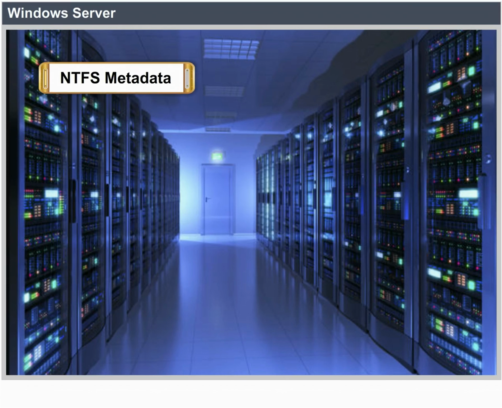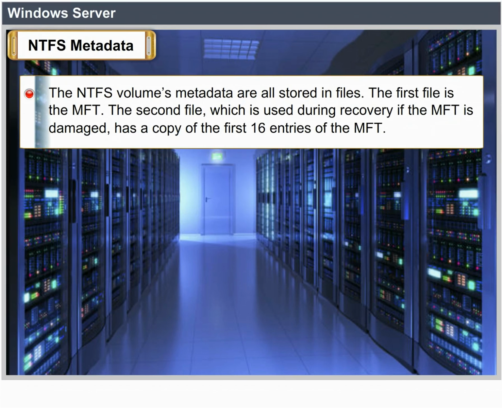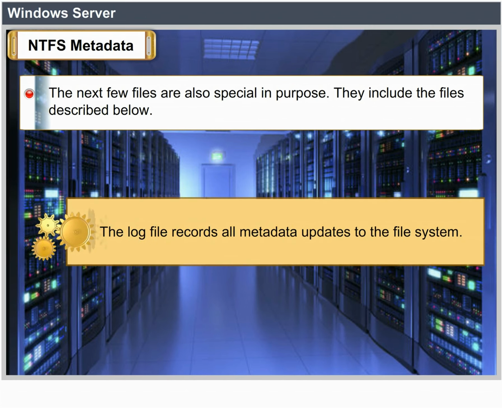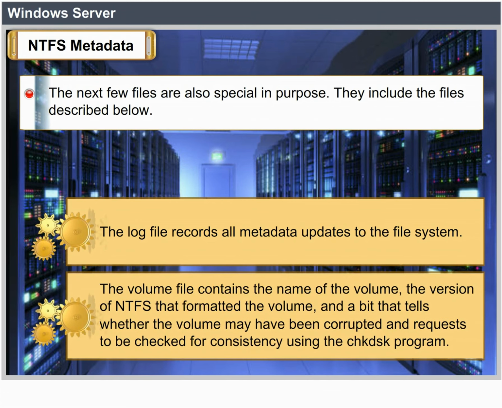NTFS metadata. The NTFS volume's metadata are all stored in files. The first file is the MFT. The second file, which is used during recovery if the MFT is damaged, contains a copy of the first 16 entries of the MFT. The next few files are also special in purpose. They include the files described below. The log file records all metadata updates to the file system. The volume file contains the name of the volume, the version of NTFS that formatted the volume, and a bit that tells whether the volume may have been corrupted and needs to be checked for consistency using the checkdisk program.